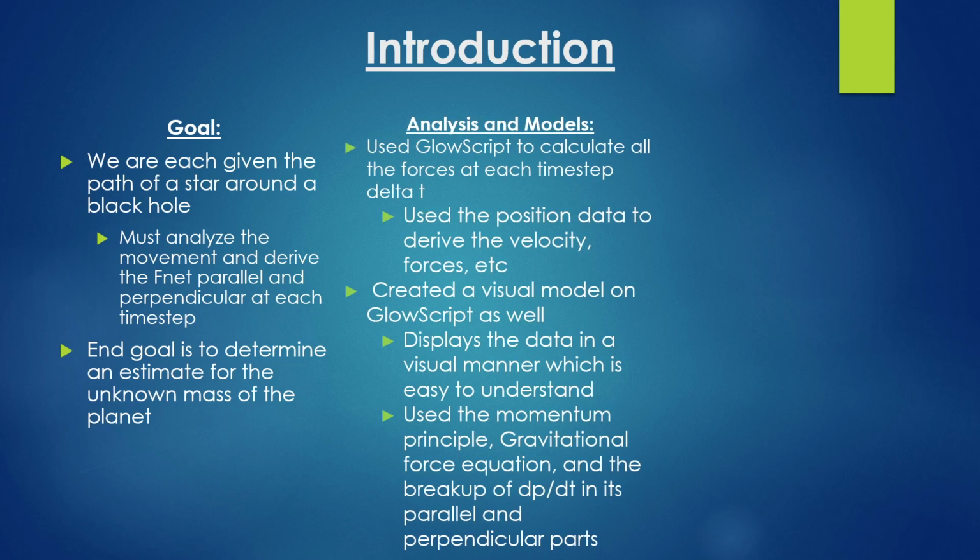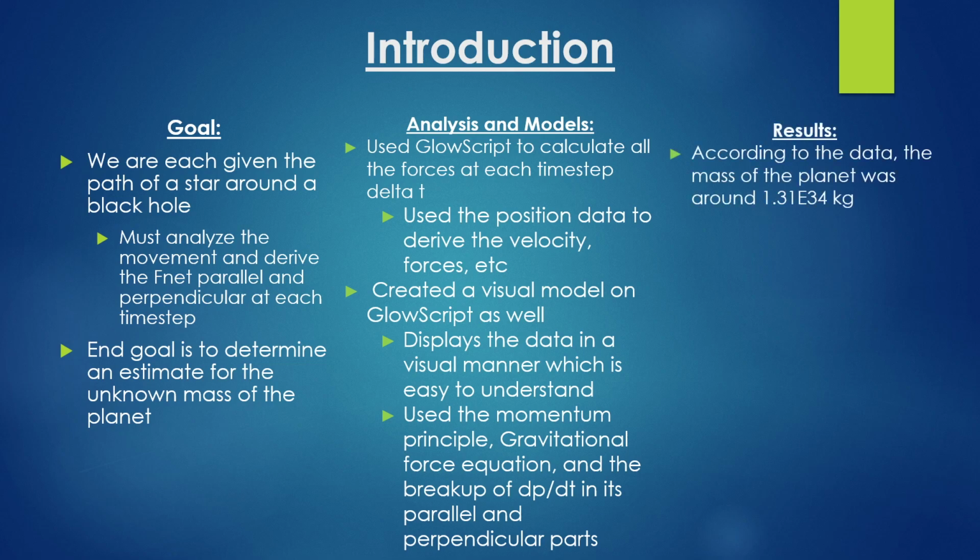We use GlowScript to calculate the forces at each time step delta t, and use the position data to derive the velocity, forces, etc. And I also created a visual model in GlowScript as well, which displays the data in a visual manner and uses the momentum principle, gravitational force equation, and the breakup of dp over dt in parallel and perpendicular parts. According to the data, the mass of the planet was around 1.31 times 10 to the 34th kilograms.